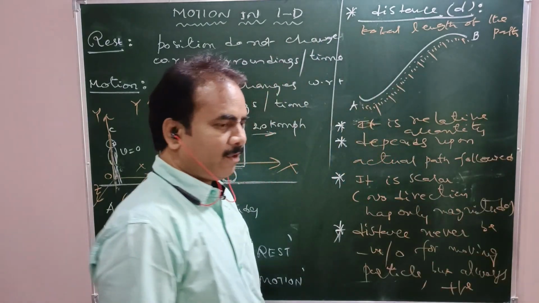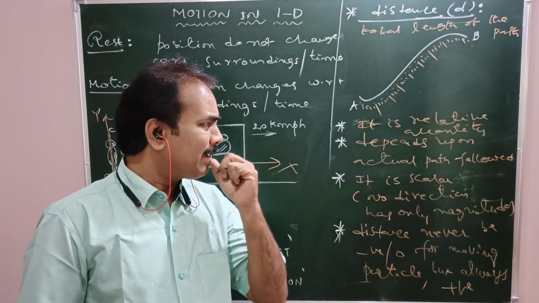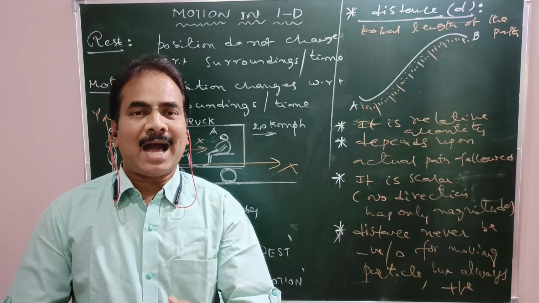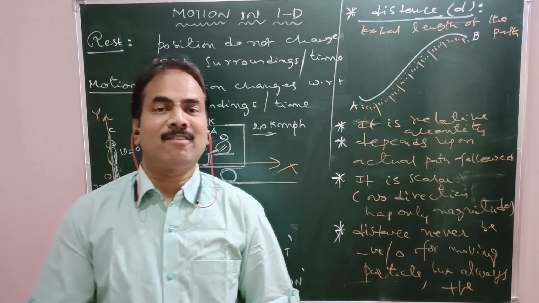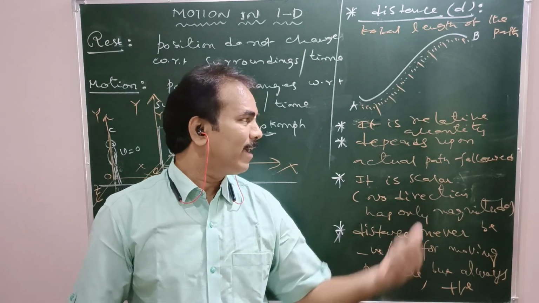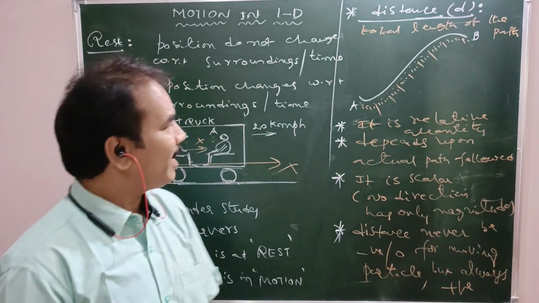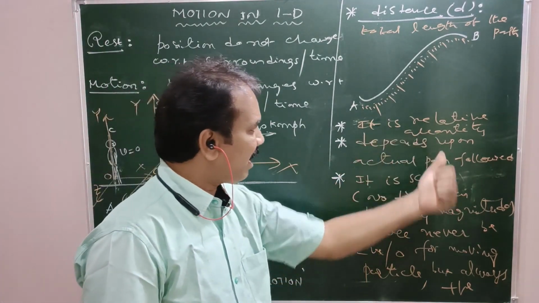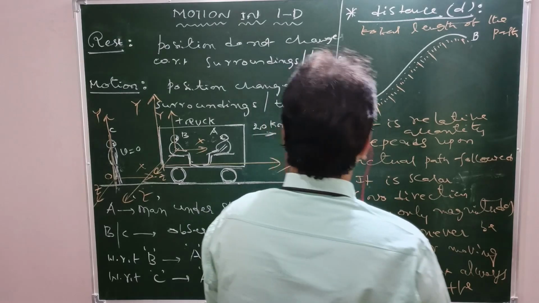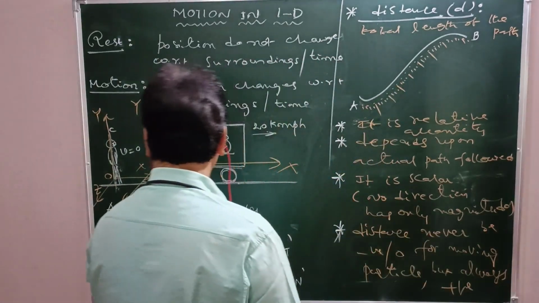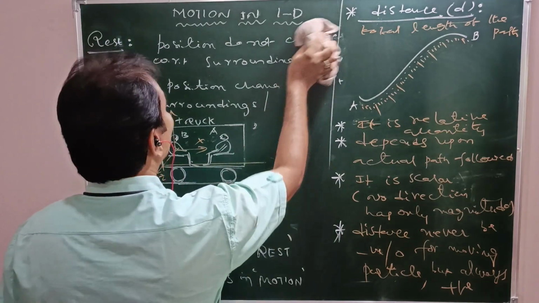It means when a particle is under motion, the distance covered may vary from observer to observer, or from one frame to another frame. That is the reason why it is said to be a relative quantity, not absolute. Am I right? Now coming to units. SI units.